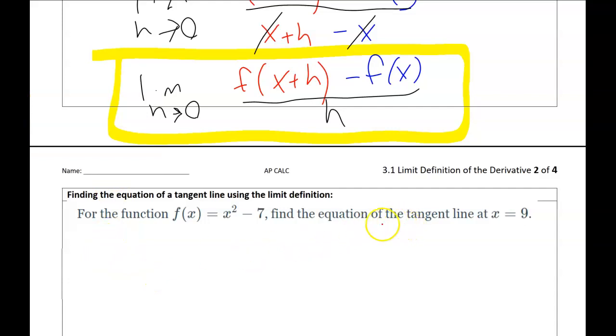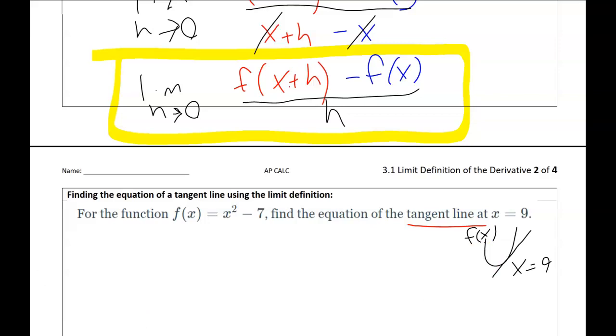So notice we're asked to find the equation of the tangent line. So imagine what this would look like. We'd have a parabola, right, is f of x, and then we have some line that just touches the parabola at a certain point, x equals 9. Right, so that's what we're trying to find, and that tangent line is important because it represents the slope of the curve at that point.